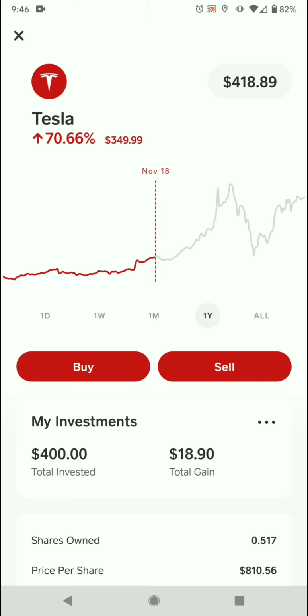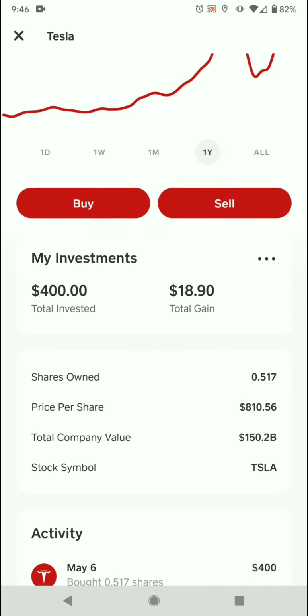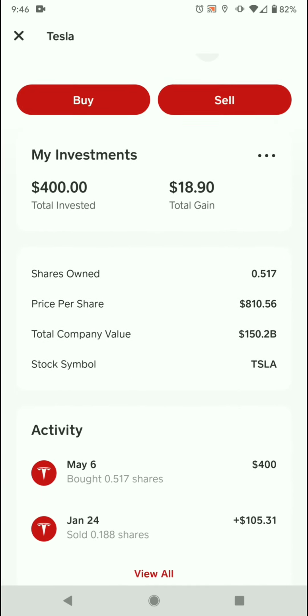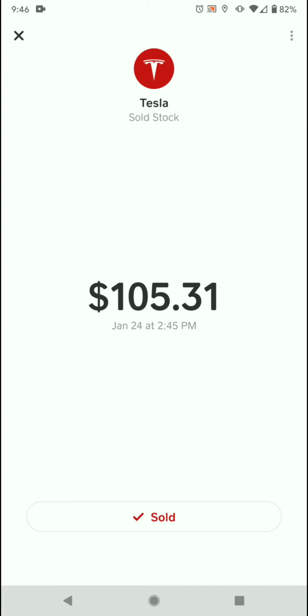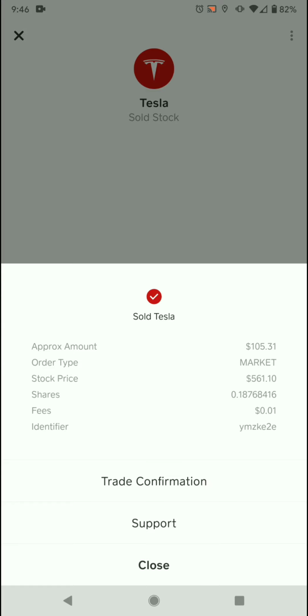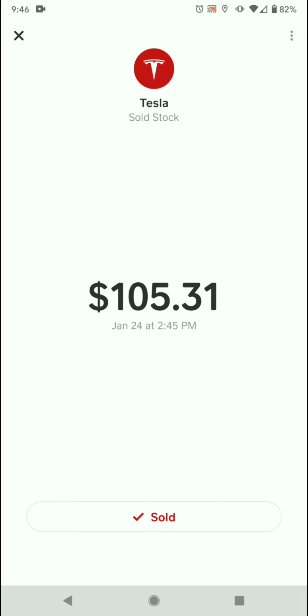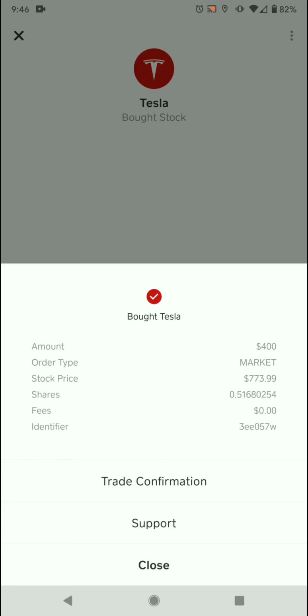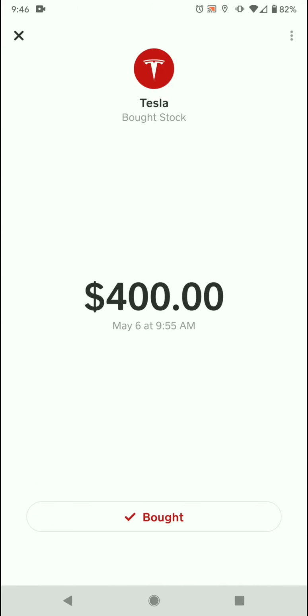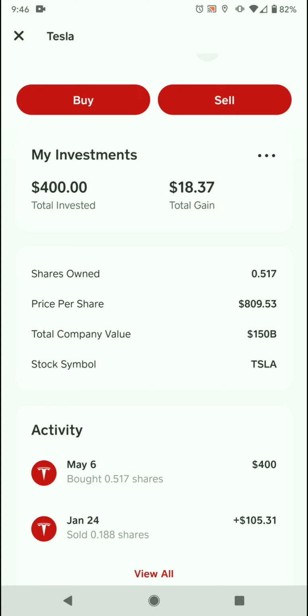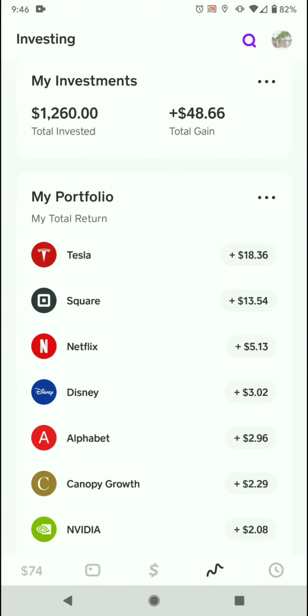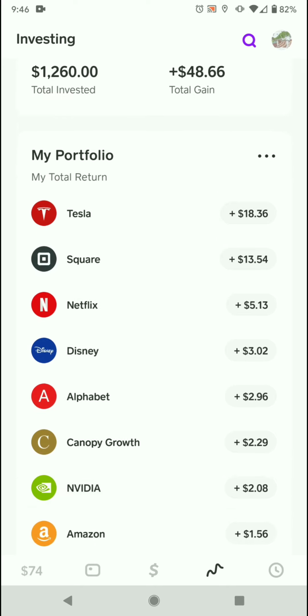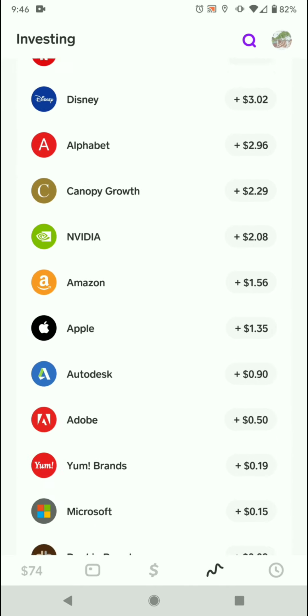CashApp does allow you to invest in fractional shares. As you can see, I own 0.517 shares of Tesla. While CashApp's user interface is very friendly, one of the drawbacks is that we are lacking a lot of data that is provided in the other two apps. CashApp provides you with very minimal detail, such as the stock price, shares, company value. That's about it. There's a lot more information associated with investing if you're up to learn it.